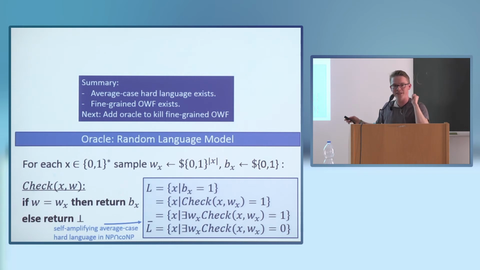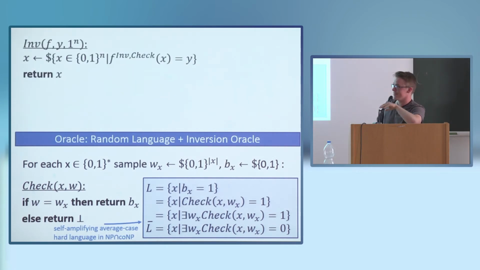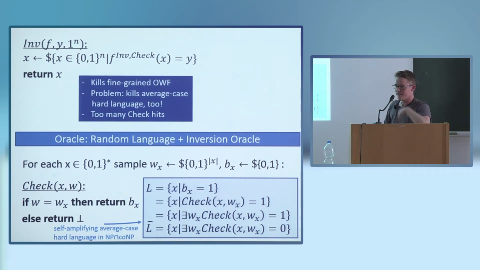So now let's add an oracle that kills the one-way function, and hope that it doesn't kill the language. So let's add an inversion oracle. You give it a y. It samples a random value from the set of pre-images of y and returns it. Okay, so far so good. Unfortunately, f is an input to this oracle, and it is represented as an oracle circuit.